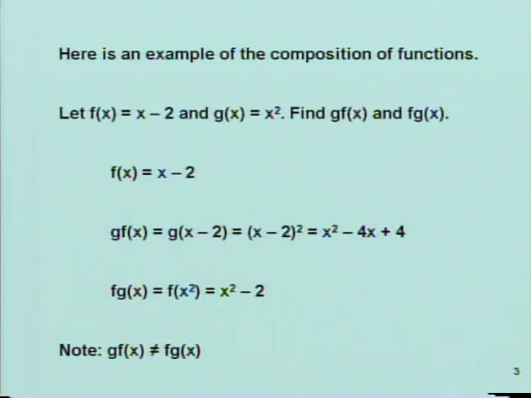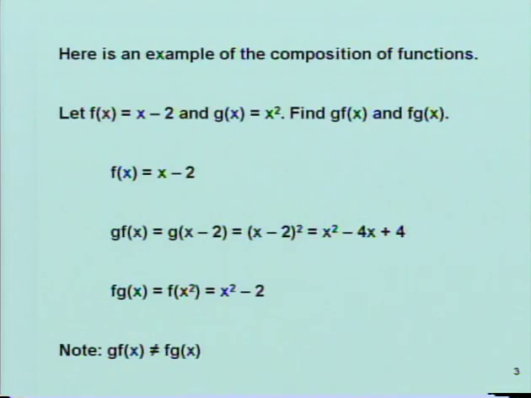So it will be g of x minus 2, which is equal to, the function for g is squaring, so it will be equal to x minus 2 all squared. When that is worked out, we have x minus 2 all squared equal to x squared minus 4x plus 4.